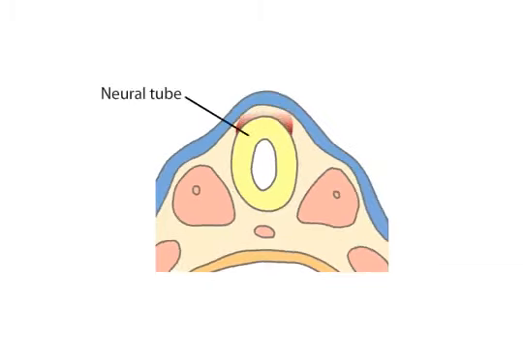The interior of the neural tube becomes the fluid-filled cerebral ventricles of the brain, the central canal of the spinal cord, and the passages that connect them.